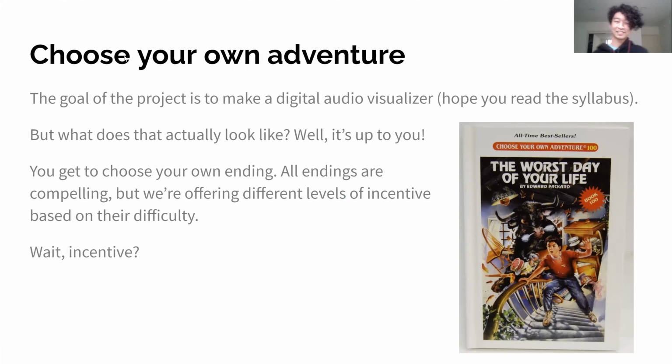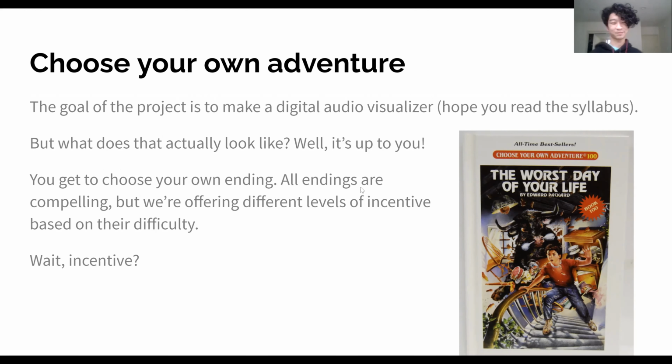But there's a lot of design space here, and we're actually giving you the option to decide what you want your final product to look like. We have put together a couple of different possible endings for you. It's really up to you and your team to decide how far you want to go and how exciting and crazy you want to get with the project. We also have different levels of rewards based on what ending you choose. So let's get into it.